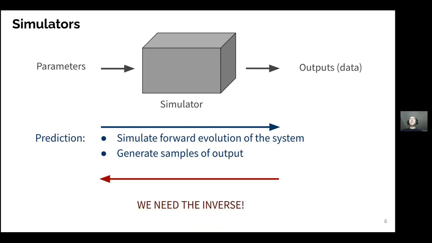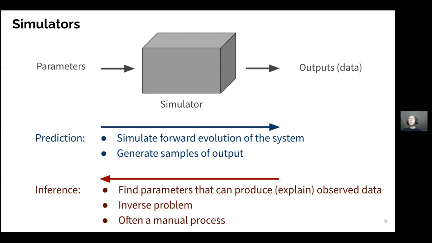So in many scientific settings, what people want to do is going in the other direction. And this is what we call inference, or this is what we call inverting the simulator. So somebody gives you instances of data that corresponds to the output of the simulator, and you are supposed to find the parameters that can produce or explain your observed data. So it's an inverse problem, and inverse problems are most of the times difficult, and they require manual process and lots of computational resources to solve.